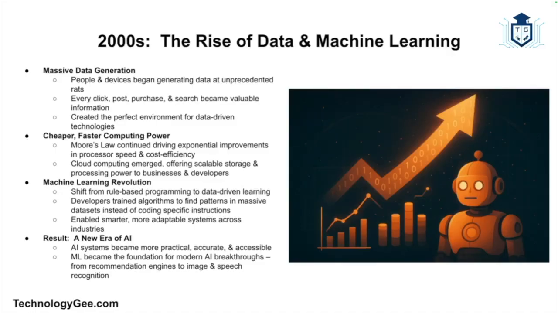And also computing became cheaper and faster. So Moore's law and cloud computing made it easier to process all of this data. And as a result, a new wave of AI powered by machine learning came about. So instead of hand coding rules, developers trained models to learn from data.